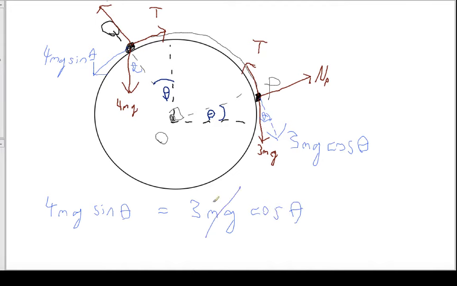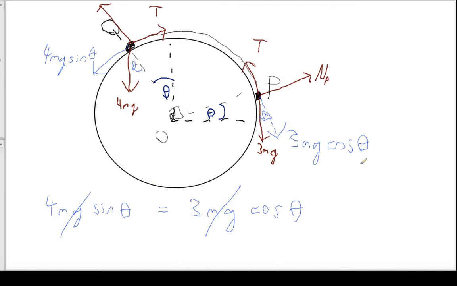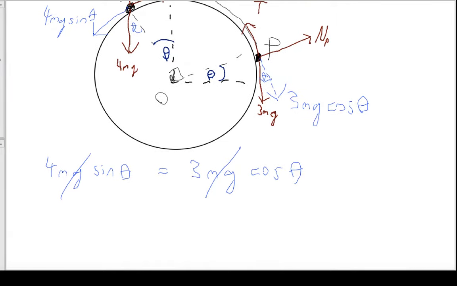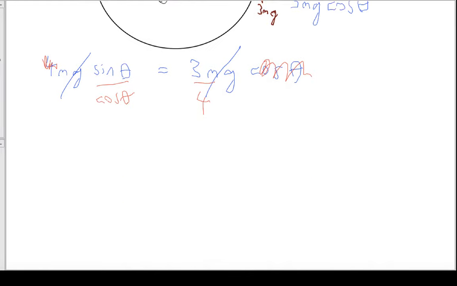Okay, we can just cancel the mg there. And what else can we do? We can divide by cos theta and divide by 4. Remember, sine over cos is tan. And let me move that 4 over here. So then you just get your result immediately.